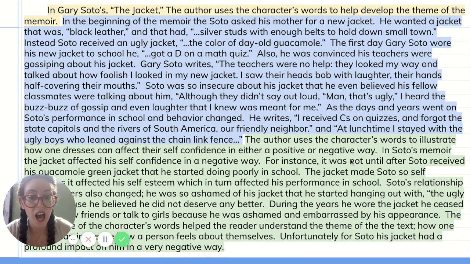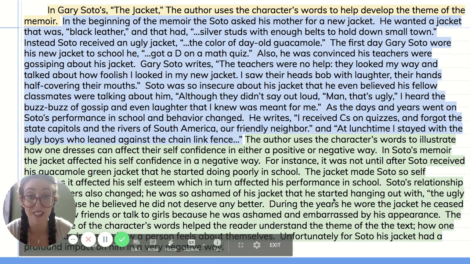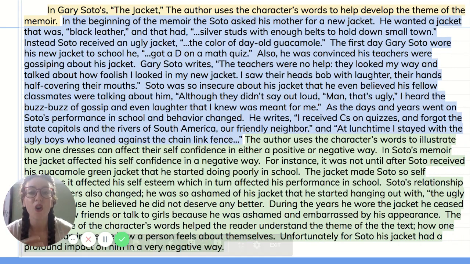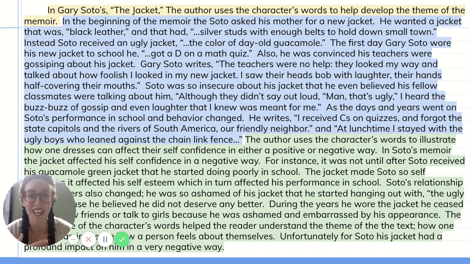Note that I put my theme, the author uses the character's words to illustrate how one dresses can affect their self-confidence in either a positive or negative way, in my analysis, because that came from my own head. And that is just a quick review of my writing process for the Jacket ACE paragraph.